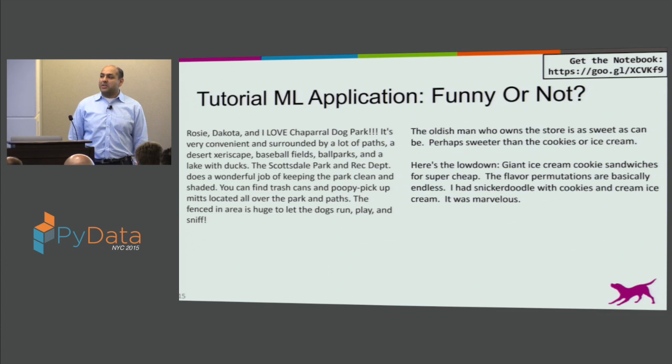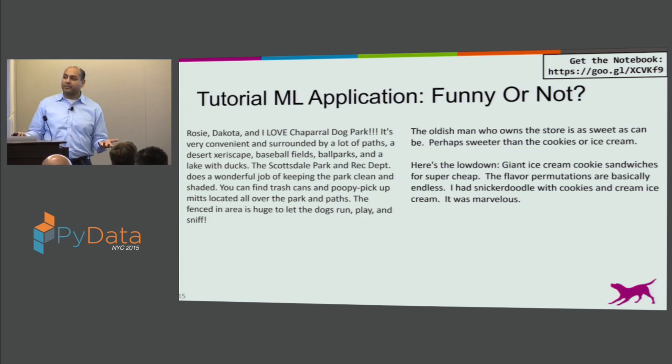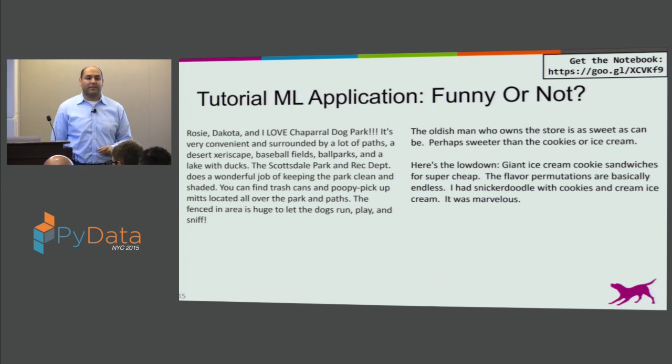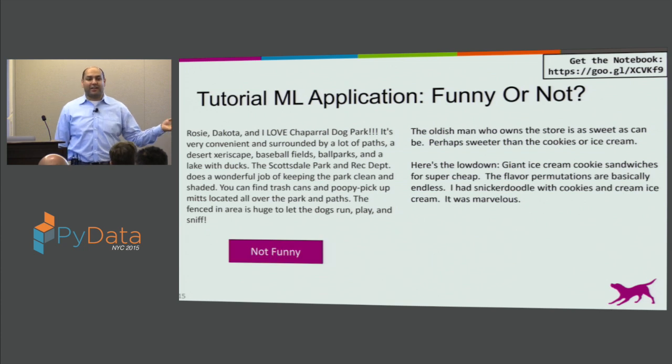And so the thing on the left, Rosie, Dakota, and I love Chaparral Dog Park. I don't know how to say that. It's very convenient and surrounded by lots of paths, a desert somethingscape, baseball fields, ballparks, and a lake with ducks. The Scottsdale Park and Rec Department does a great, wonderful job keeping the park clean and shaded. So does this seem funny to you guys? You're right, it is not funny. It's very informative, but not very funny.